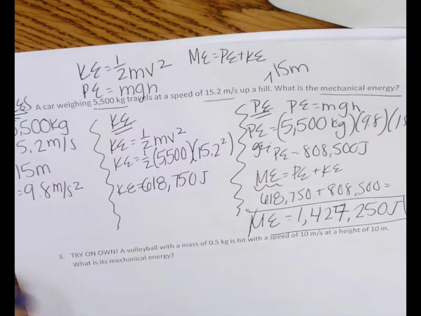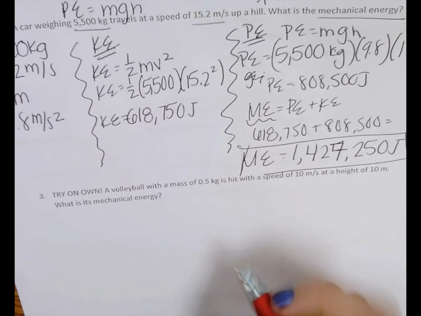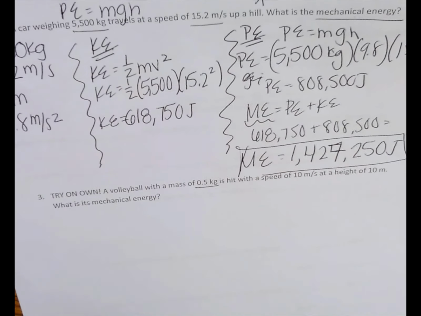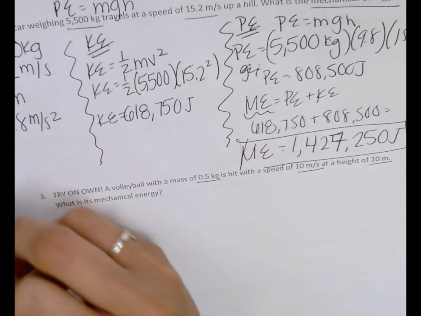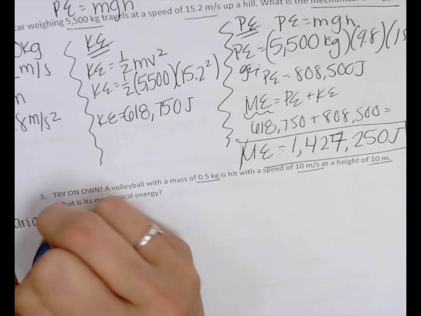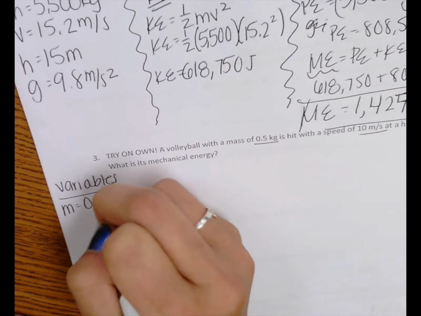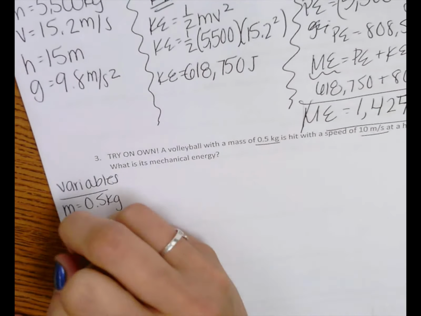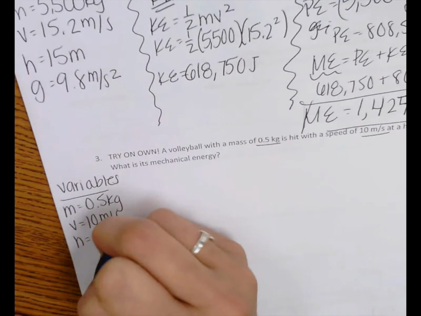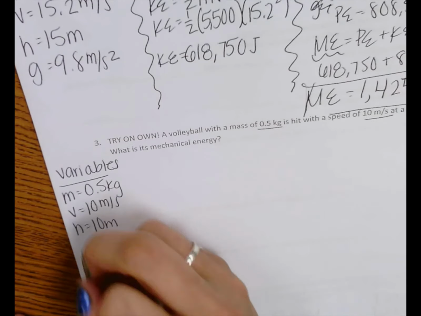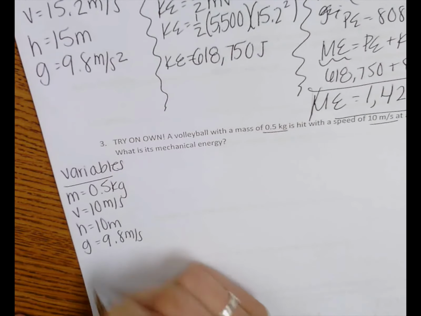All right, let's go ahead and go through the second one together. It's very, very similar, okay? A volleyball with a mass of 0.5 kilograms is hit with a speed of 10 meters per second at a height of 10 meters. What is its mechanical energy? So first, let's go ahead and identify the variables. So what do we have? We have the mass is equal to 0.5 kilograms. We have the velocity, or the speed, is 10 meters per second. We have the height of 10 meters. And because we're on Earth, and I haven't said otherwise, we know that gravity is equal to 9.8 meters per second squared. So we got our variables.